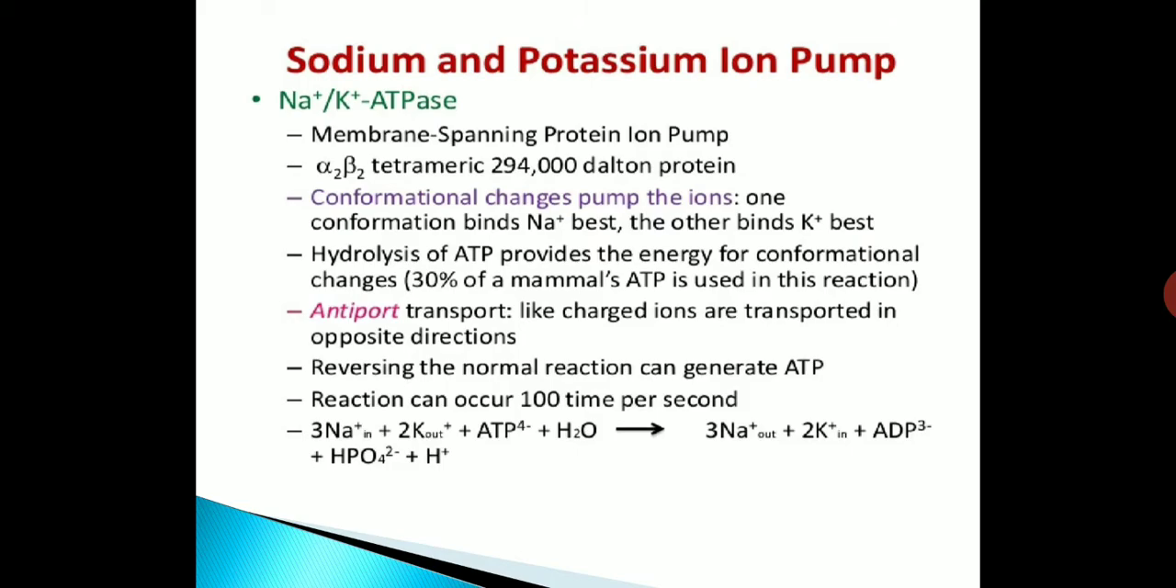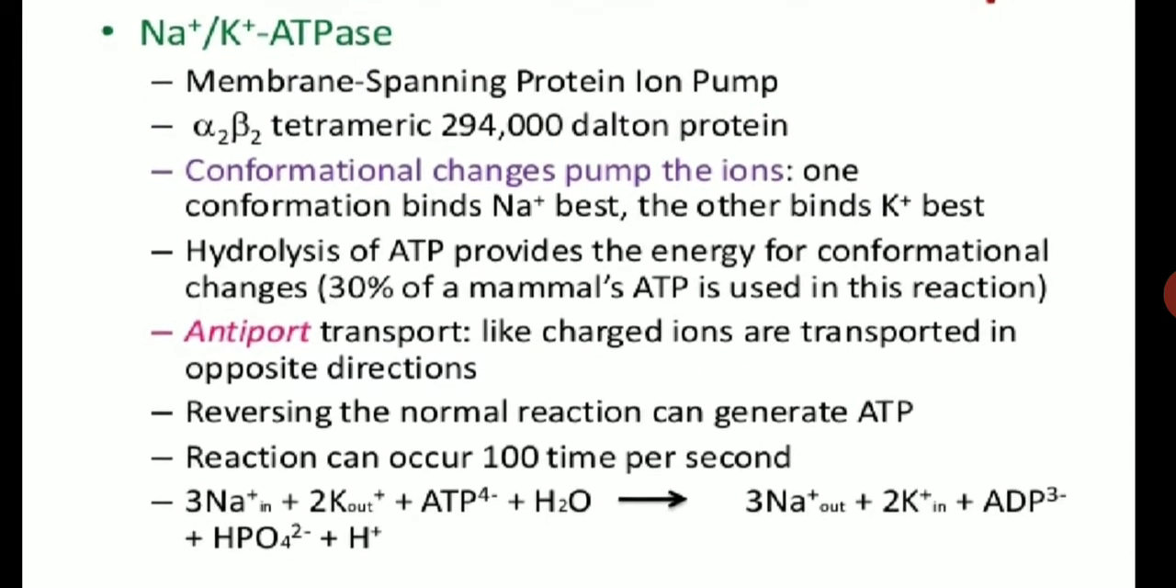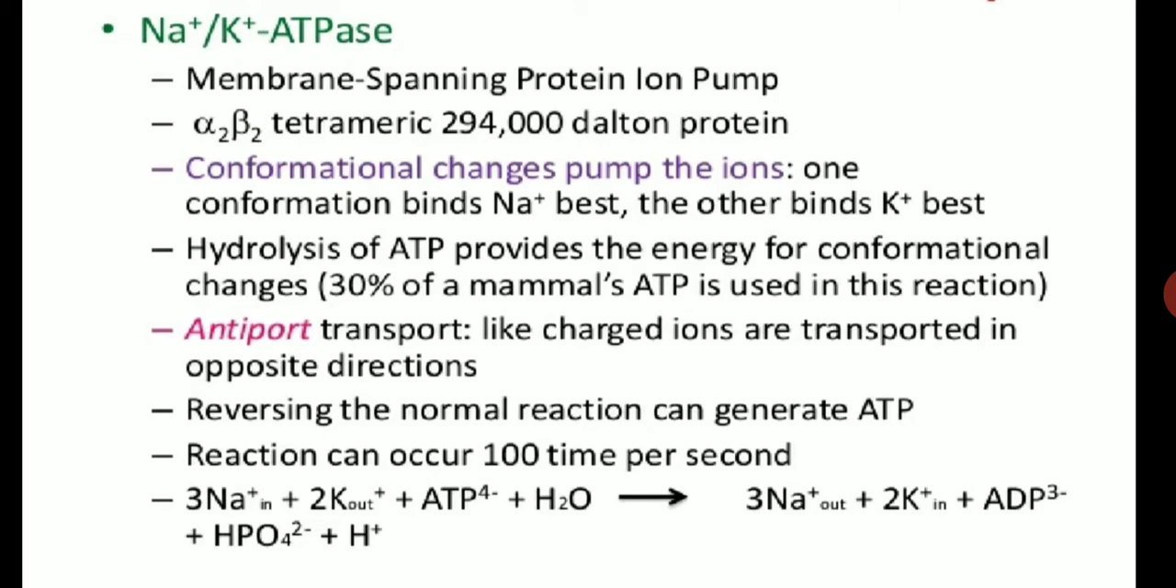Now we will discuss the sodium and potassium ion pump. Sodium potassium ATPase is a membrane spanning protein ion pump, an alpha 2 beta 2 tetrameric 294,000 Dalton protein. Conformational changes pump the ions. One conformation binds sodium best, the other binds potassium best. Hydrolysis of ATP provides energy for conformational changes. 30% of a mammal's ATP is used in this reaction.